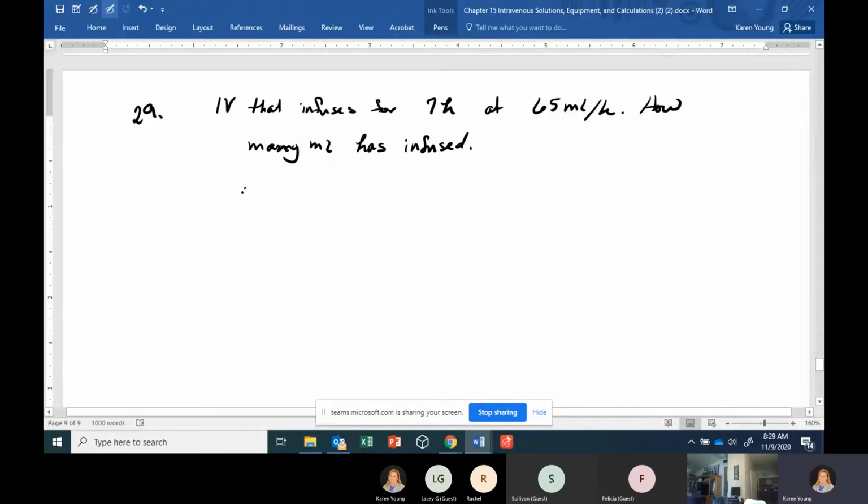Okay. So to look for my volume, I'm looking for milliliters. I'm going to take my infusion rate at 65 milliliters per hour times my infusion time, which is 7 hours. So my hours cancel, and then I have 65 times 7, and I have 455 milliliters that have infused. I did the math right.